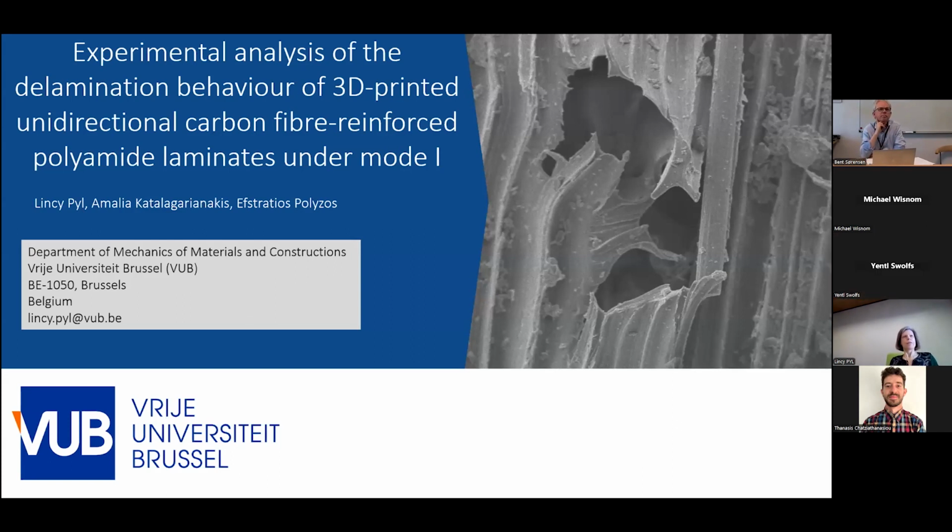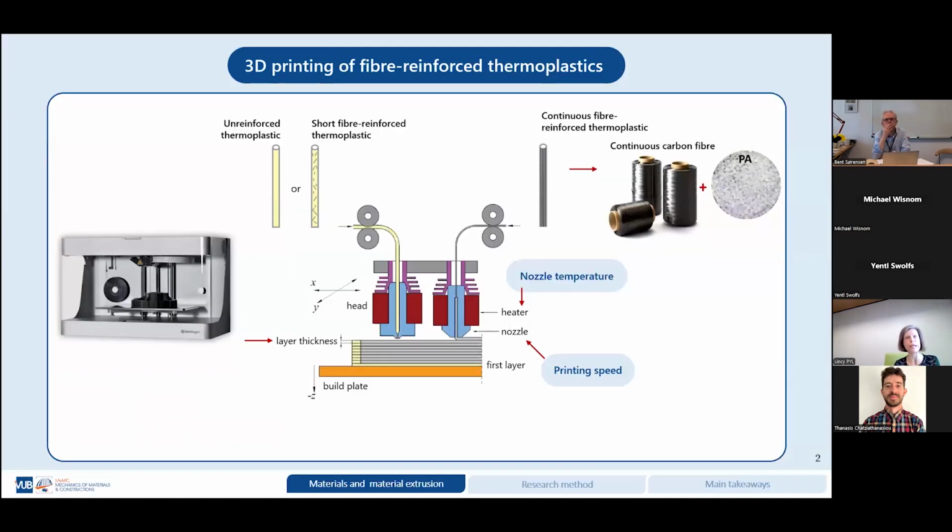Thank you. Thanks to the organizers for inviting me to this workshop, in which I'm going to present the work we did in our team on fracture toughness of 3D printed composite. It's part of the PhD work of Amalia and Stratos. We used the fused filament fabrication material extrusion technique. It's a thermoplastic filament, in this case a continuous fiber in a polyamide matrix, that is extruded through a heated nozzle and deposited on a non-heated build plate.